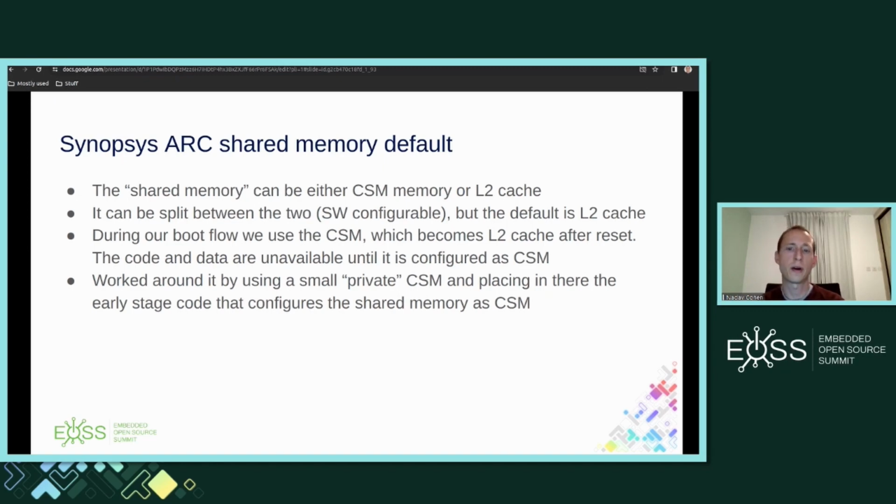Luckily, we have a small private CSM, which is not part of the shared memory, and it is always CSM, even after reset. The solution was to link the image such that the reset and start function and other early stage code that is executed before configuring the shared memory as CSM is linked to the private CSM memory.